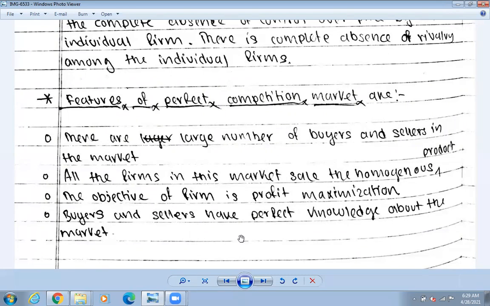So one, there must be a large number of sellers. Second must be the homogeneous product, selling the same kind of goods. Next, the third point is profit maximization, meaning this organization is opened for profit. Every organization, whether it is a monopoly or perfect competition, is set up with the same objective, profit maximization.